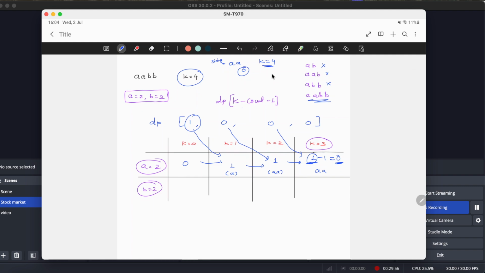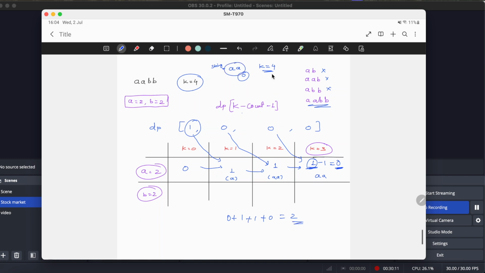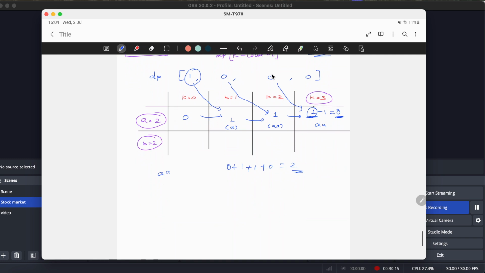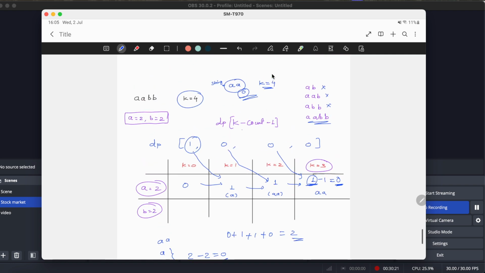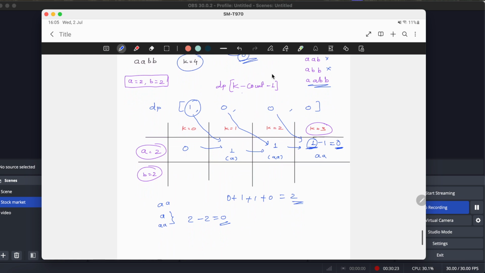Okay, so the answer is basically 0. For k equals to 4, k equals to 3, answer is basically equals to 0. And so far, if we try to add them, 0 plus 1 plus 1 plus 0, it is like 2. This value is basically equals to 2. And from this double a string, how many possible strings can we generate? It is like a or double a. Two strings we can generate. 2 minus 2, when we do, the answer is basically equals to 0, and that is something what we have to return right over there as well at that location.